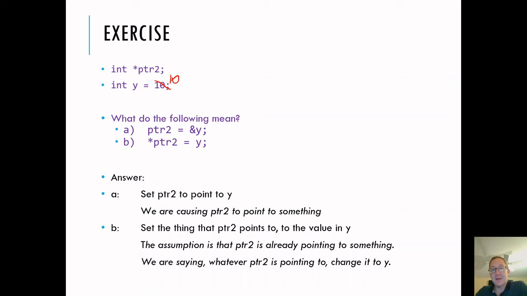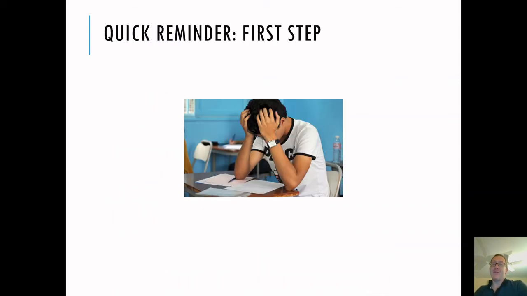So it depends on how you want to view this thing. This will say pointer 2 to y, and this will say whatever pointer 2 is pointing to, set what it's storing to the value that's equivalent to what y is storing. So if y was 10, it will store 10 to whatever pointer 2 is pointing to. It gets really confusing.